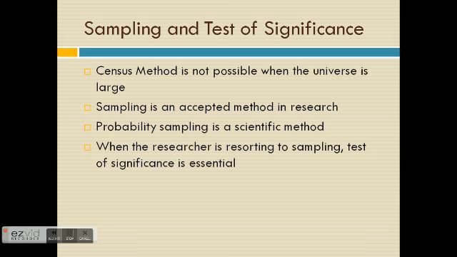When he is testing the hypothesis with the help of some statistical tools, the research is considered scientific, and his findings are considered more scientific, and from this he may generalize for the entire population. That's why the topic known as sampling and test of significance is given.